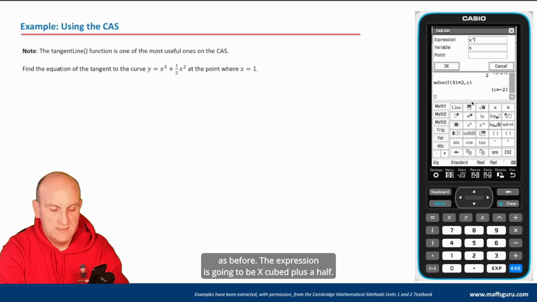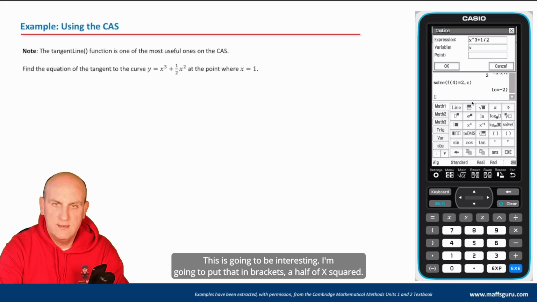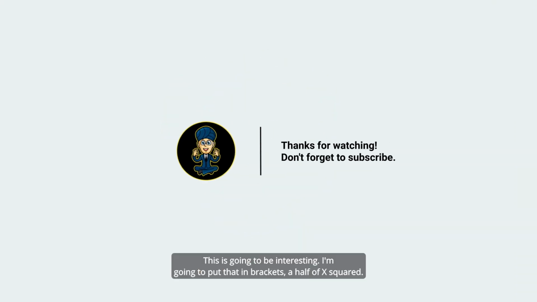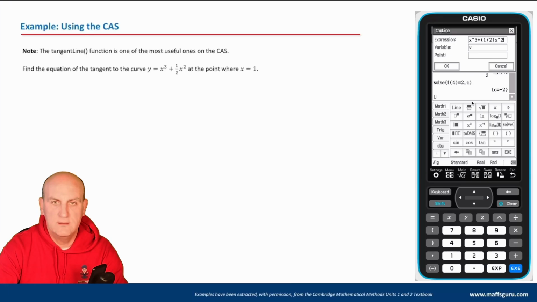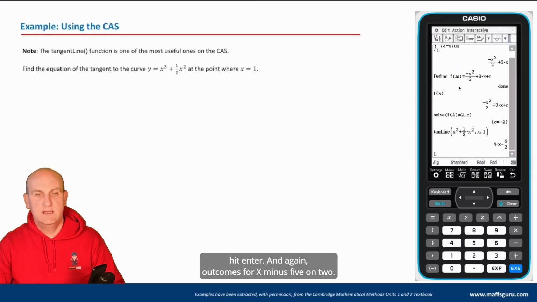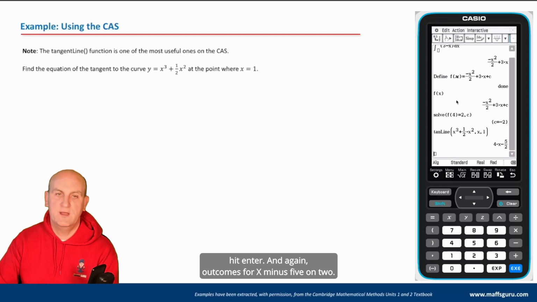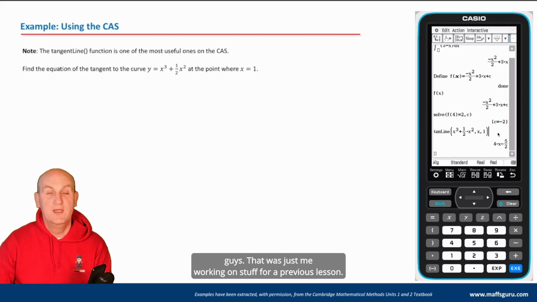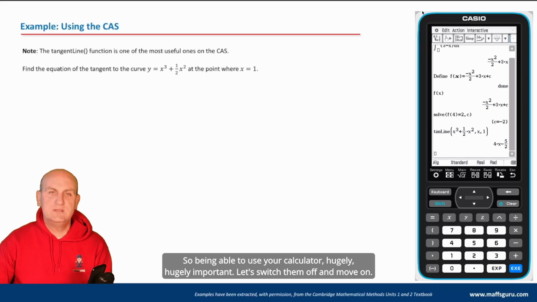The expression is going to be x cubed plus a half. This is going to be interesting. I'm going to put that in brackets. A half of x squared. And then I'm going to go down here and 1. Hit enter. And again, out comes 4x minus 5 on 2. Don't worry about all the rest of the stuff that was here, guys. That was just me working on stuff for a previous lesson. So being able to use your calculator, hugely, hugely important.